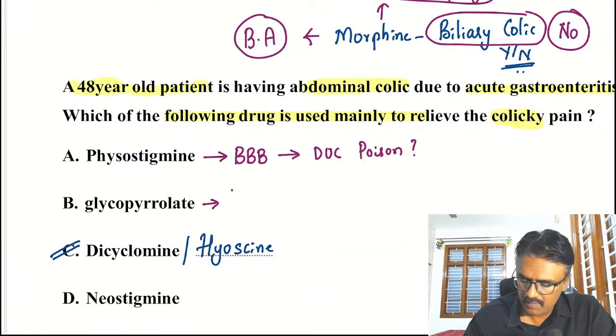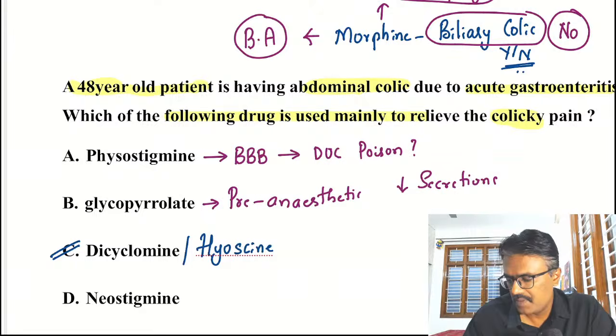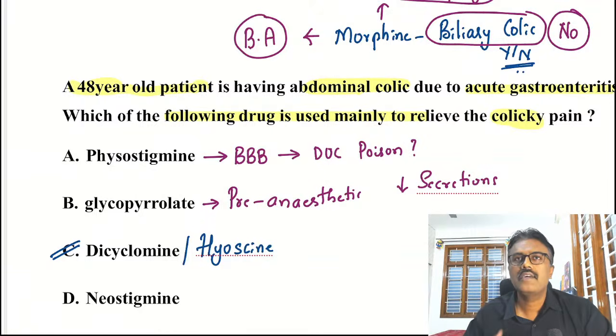Glycopyrrolate is given as pre-anesthetic medication. What is the advantage? It decreases the secretions. Then what is the advantage if it decreases secretion? It decreases the chance of aspiration pneumonia, and also decreases reflex vagal bradycardia. So we give it before surgery.